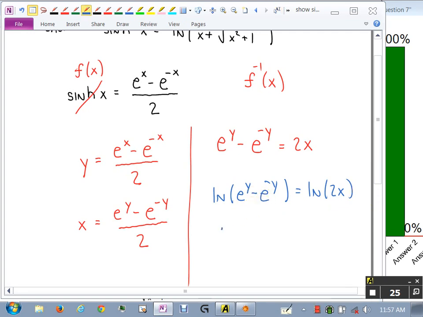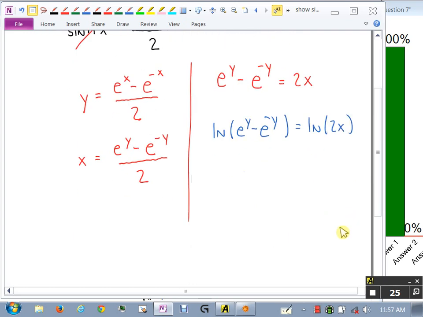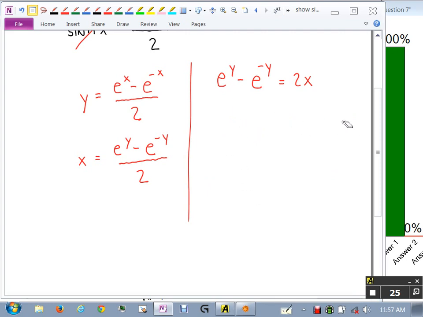Like if it was just natural log of e to the y, that would become y, wouldn't it? Because they're inverses. But it's because you have the subtraction between them that you can't do that. Further, you don't have a way of breaking it into 2 natural logs. Because the rule for 2 natural logs was this. Natural log of u times v became natural log of u plus natural log of v. That's okay if you have multiplication in there. But if you have addition or subtraction, there is no splitting. All right? So it's good to think natural log, but we're not going anywhere with that.